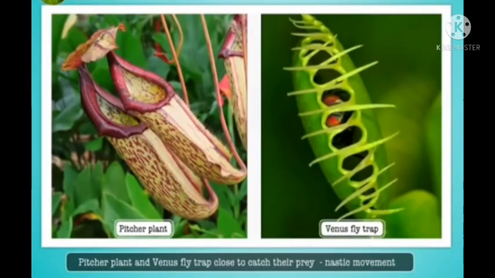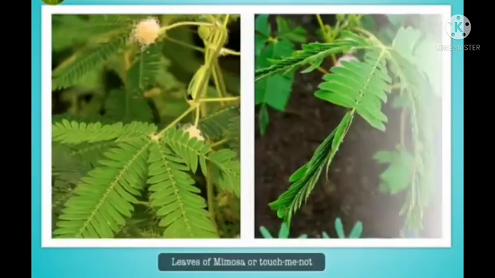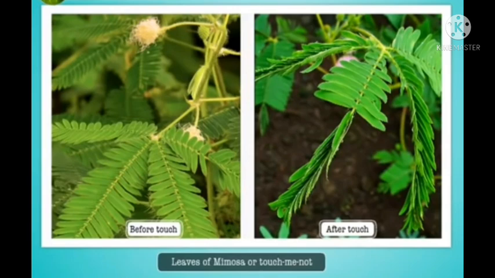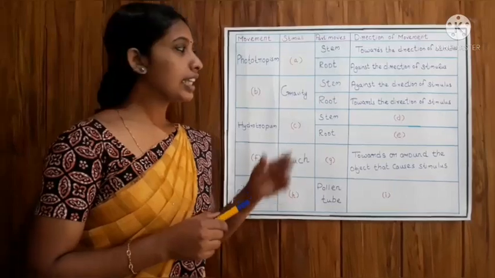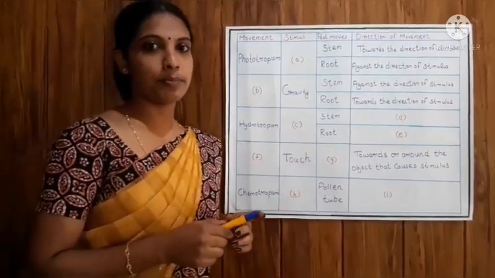Picture plant and the Venus flytrap close and catch their prey as soon as the prey lands on them. The leaves of mimosa or touch-me-not plant close when they are touched. Here, the movement does not depend on the direction of stimulus. From the video, it is clear that if the direction of movement is not dependent upon the direction of stimulus, it is nastic movement. This chart contains an incomplete table on plant movement.